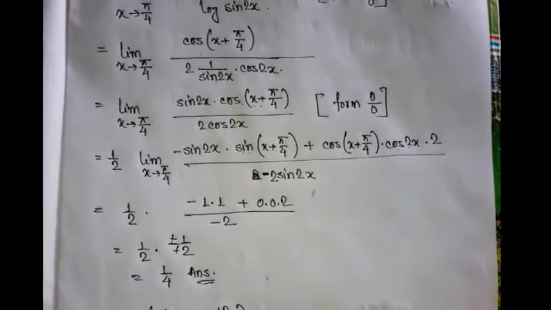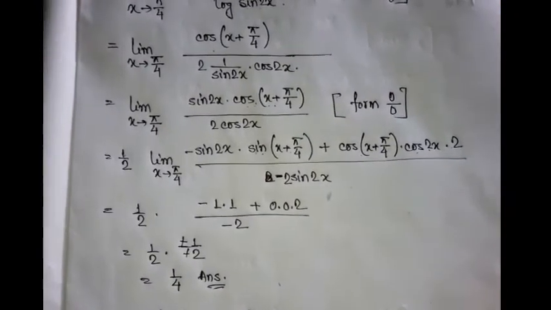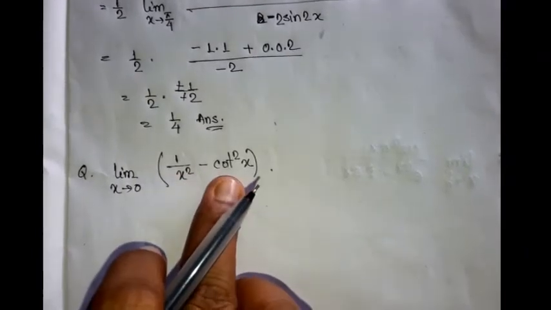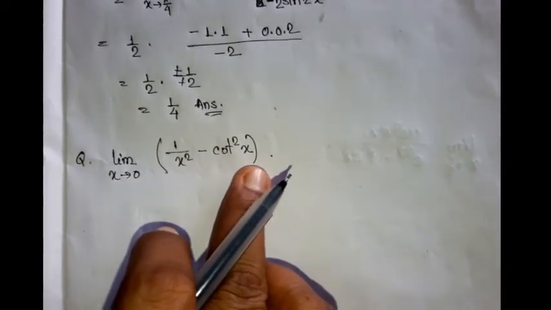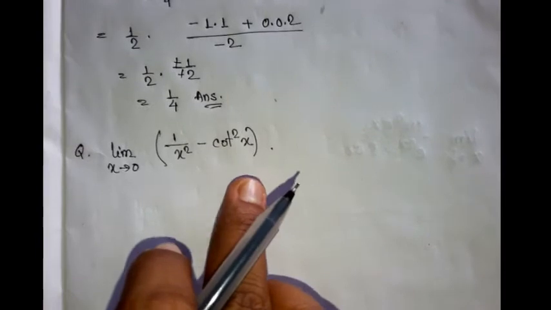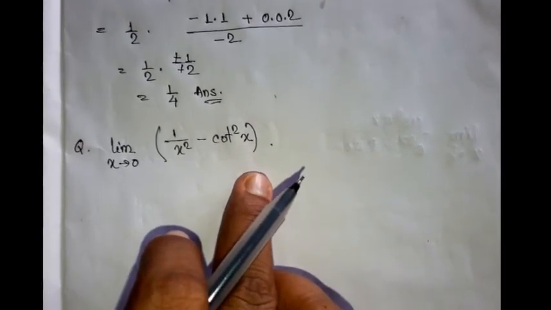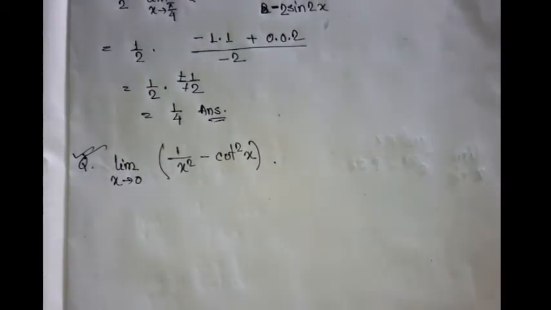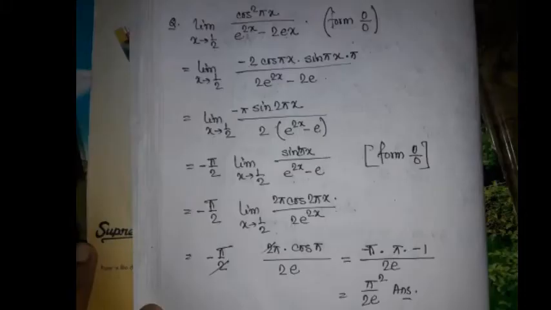Got it? Okay, next problem. For this next problem, again you have to simplify, consider LCM and try to identify the indeterminate form. I think you can do it by yourself, so it is homework. Okay, next problem.